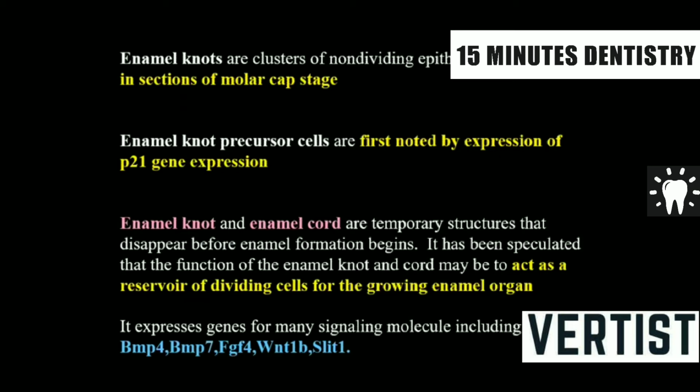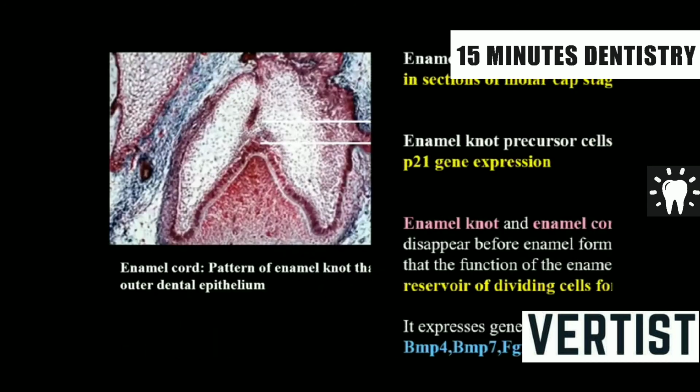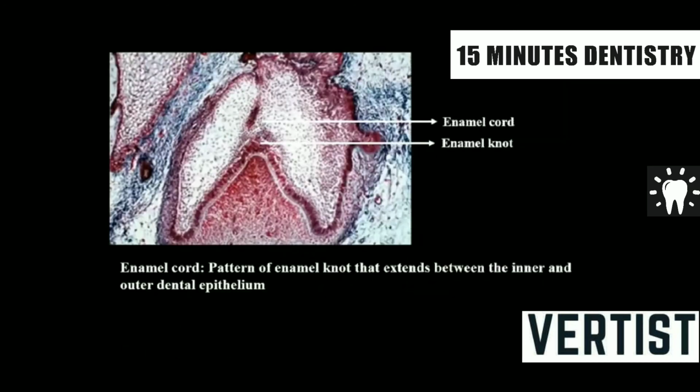If they ask you to score more, you have to talk about the genetic aspect, and you just remember a few molecular markers like BMP2. BMP means bone morphogenetic protein. FGF means fibroblast growth factor. Okay? Now, enamel cord is nothing but a extension of the enamel knot that extends between the inner and the outer dental enamel epithelium, and it is called the enamel cord.